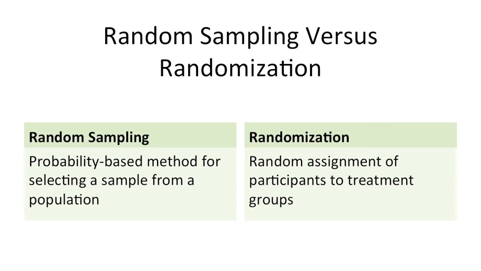Randomization, on the other hand, refers to the random assignment of participants to treatment groups. So randomization is not concerning sampling. In randomization, you have the sample. It could be a simple random sample or a convenience sample, any type of sample. But with randomization, you are randomly assigning your participants to different treatment groups, maybe a treatment group and a control group.